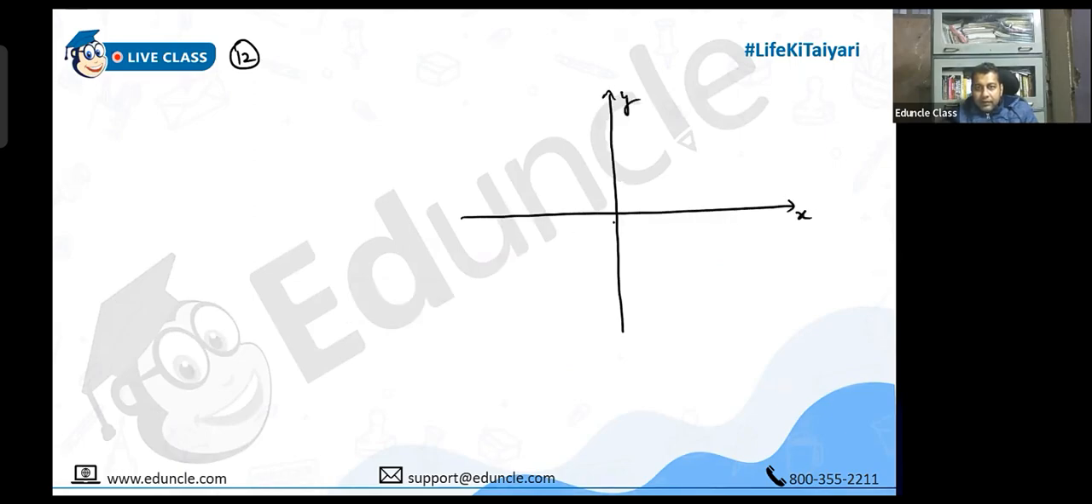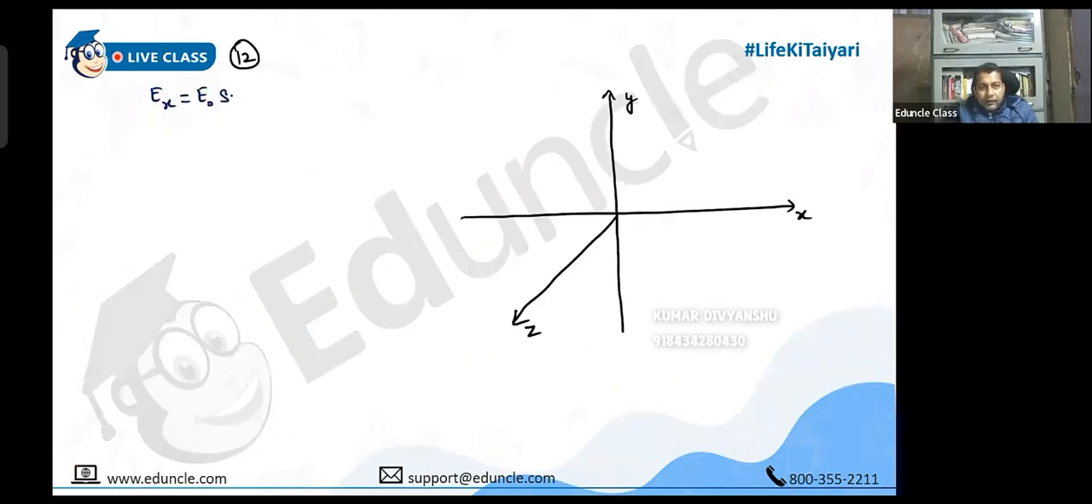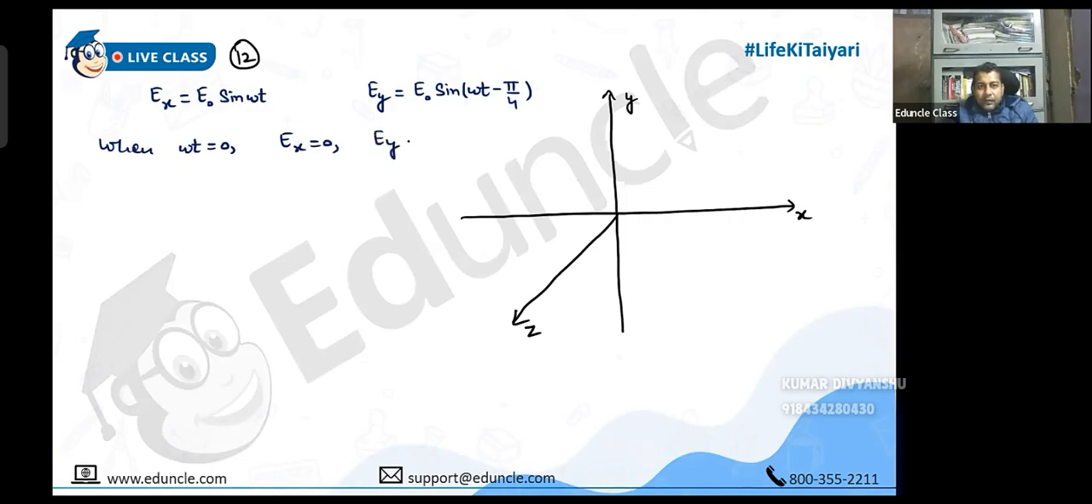X, Y, Z. Okay, let us see now. So we are having the expressions for Ex and Ey. Let us try to plot to get the direction of the movement of the electric field. So if I put t equal to 0, omega t equal to 0, Ex is 0, Ey is E naught sine of minus pi by 4, E naught by root 2. So let us suppose the point is here. Okay, so only Ey is contributing. Ex is not giving you anything.